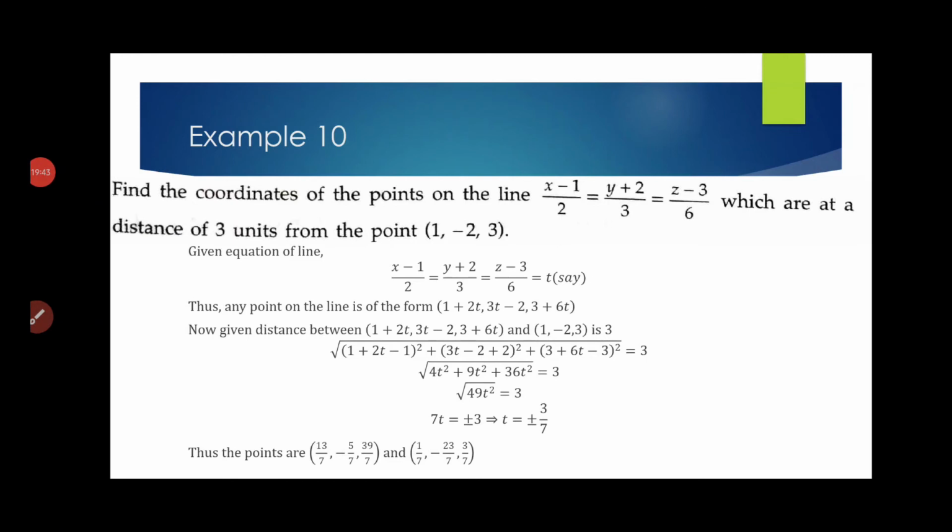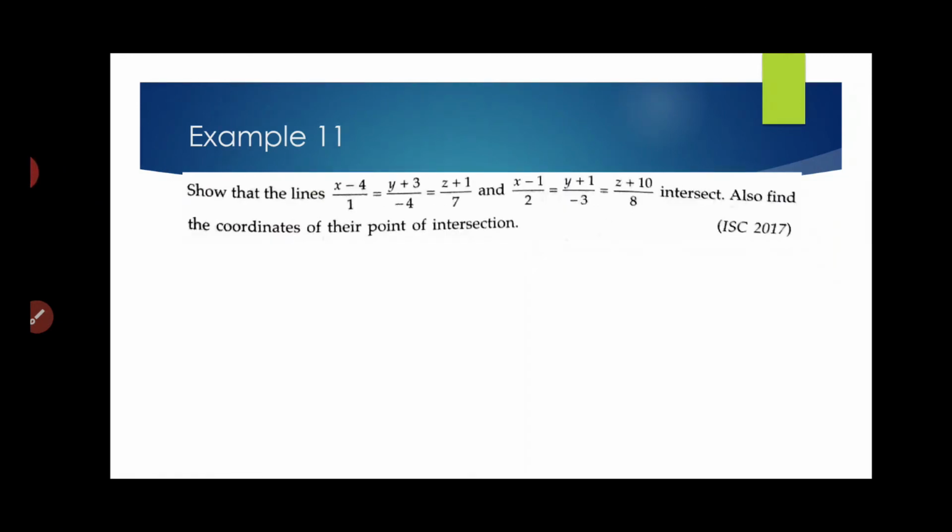Now let us move to the next one. Show that the lines (x minus 4) by 1 equals (y plus 3) by minus 4 equals (z plus 1) by 7, and (x minus 1) by 2 equals (y plus 1) by minus 3 equals (z plus 10) by 8 intersect. Also find the coordinates of their point of intersection.